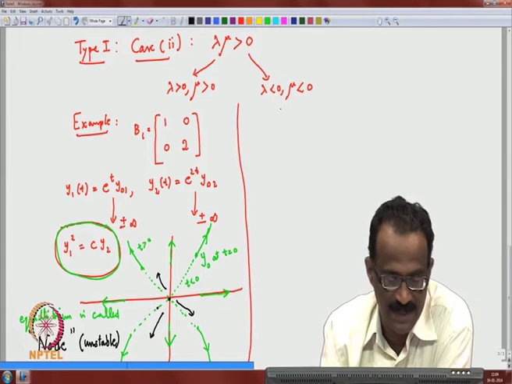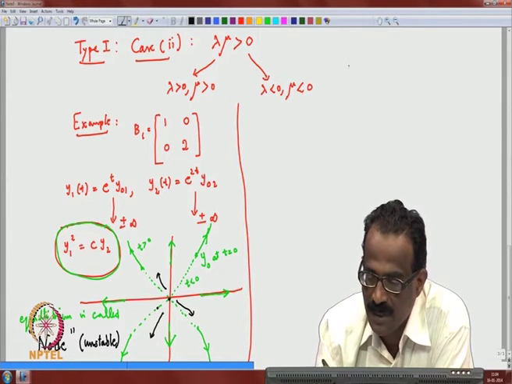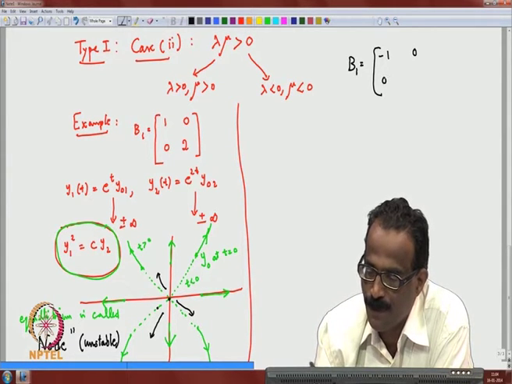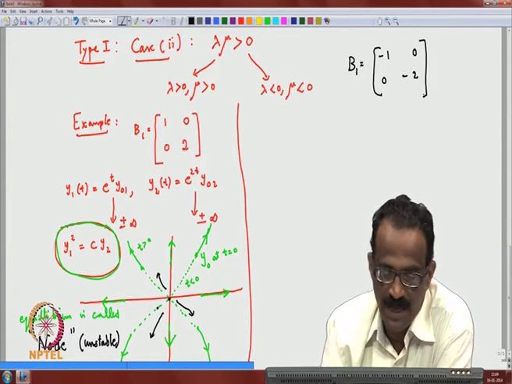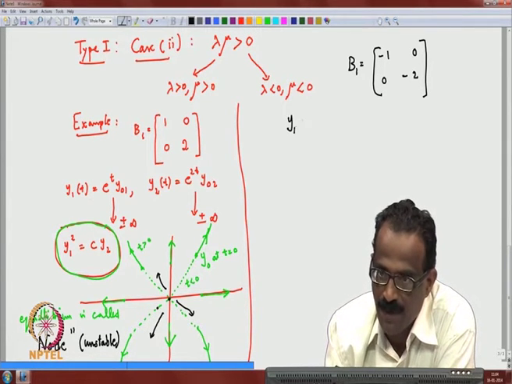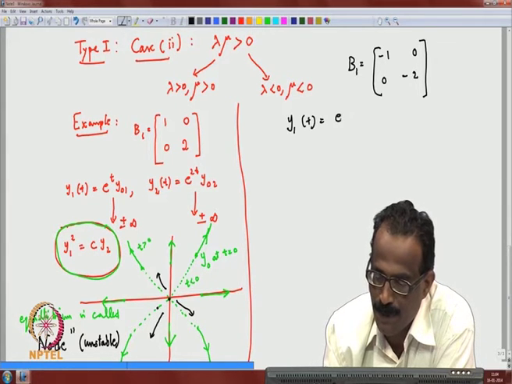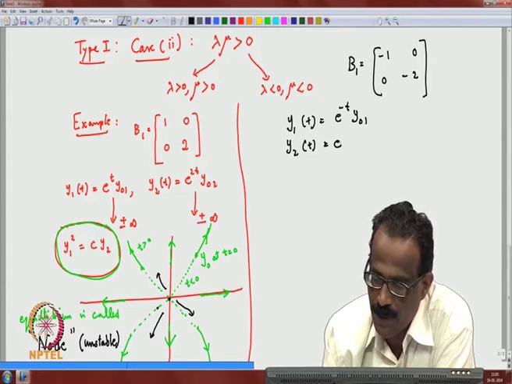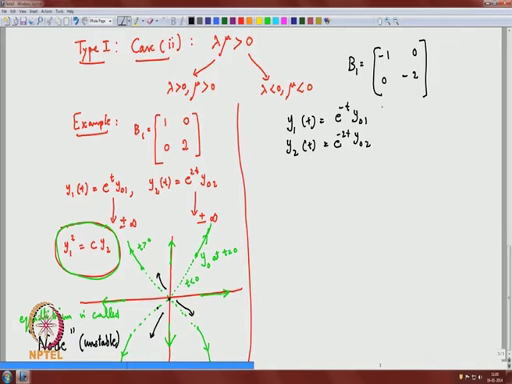Now, let us look at this case. You start with the matrix with entries minus 1, 0, 0, minus 2, and you can write the corresponding system. You will have y1(t) equal to e power minus t y naught 1, and y2(t) equal to e power minus 2t y naught 2. If you eliminate, you will again get y1 square equal to some constant times y2. The only thing is that both will now go to 0. So, if you plot this curve, the curve will be the same.